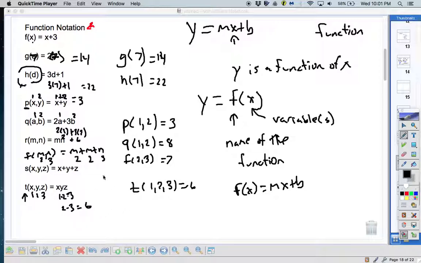So if you have any questions, make sure you ask. But let's look at some other instances of function notation.